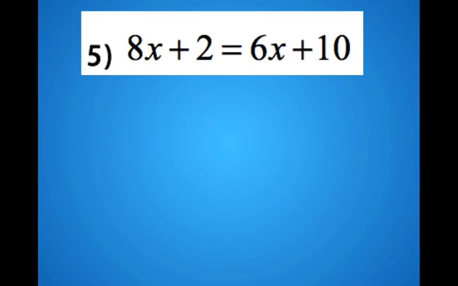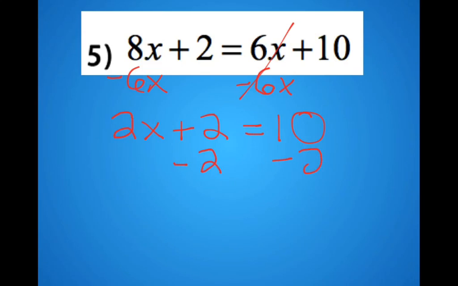We got to get our x's together, so I'm going to subtract 6x from each side. That'll cancel it out, so that'll leave us with 2x, 8 minus 6x is 2x, plus 2 equals 10. Then I'm going to subtract 2, so we're always doing the opposite. So 2x equals 8, and then divide by 2, so x equals 4.